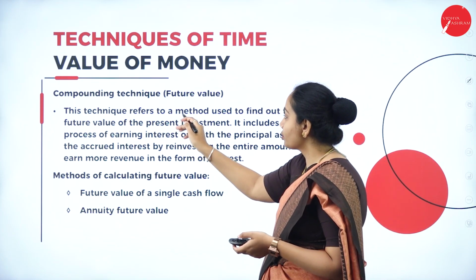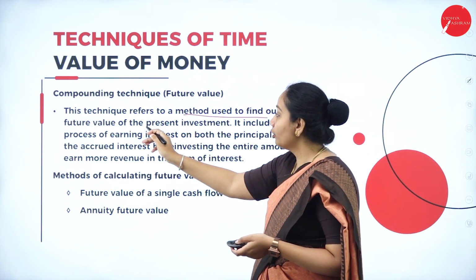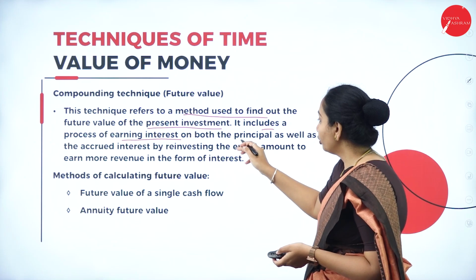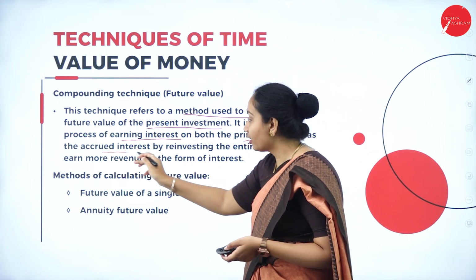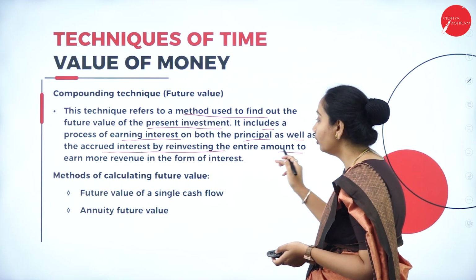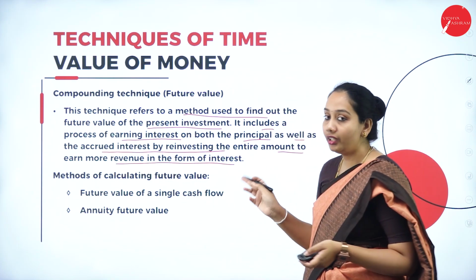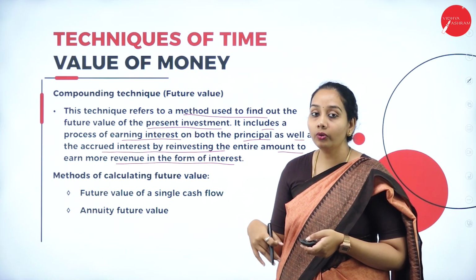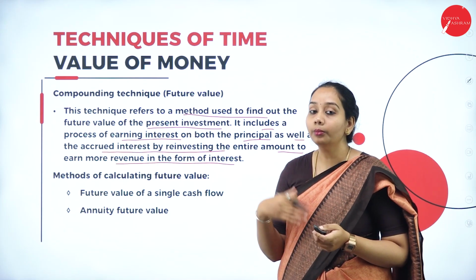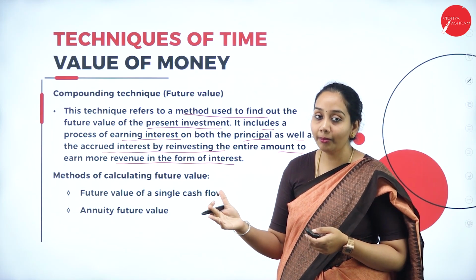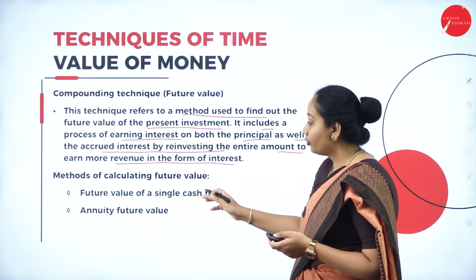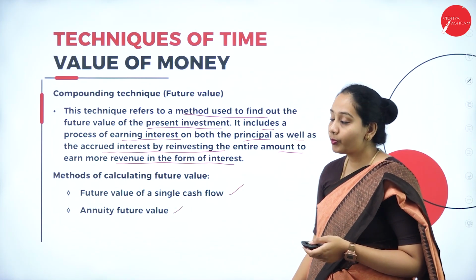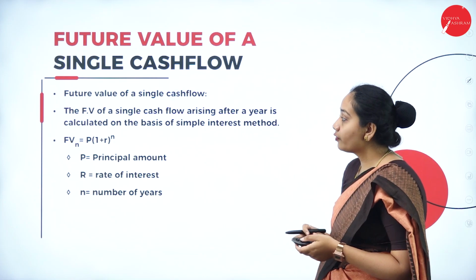So as I've told, this refers to a method used to find out the future value of the present investment. It includes a process of earning interest on both the principal as well as the accrued interest by reinvesting the entire amount to earn more revenue in the form of interest. So the compound interest is calculated on both the principal amount as well as the accrued interest amount in order to get more money at the end of the maturity period. The methods of calculating the future value are the future value of a single cash flow and annuity future value. So we'll see the first one, future value of a single cash flow.